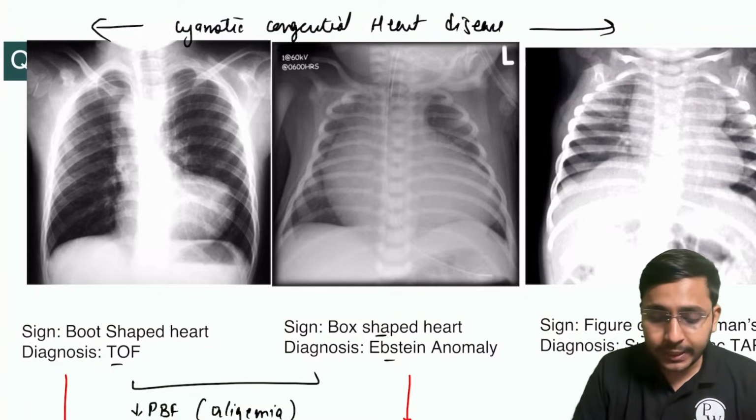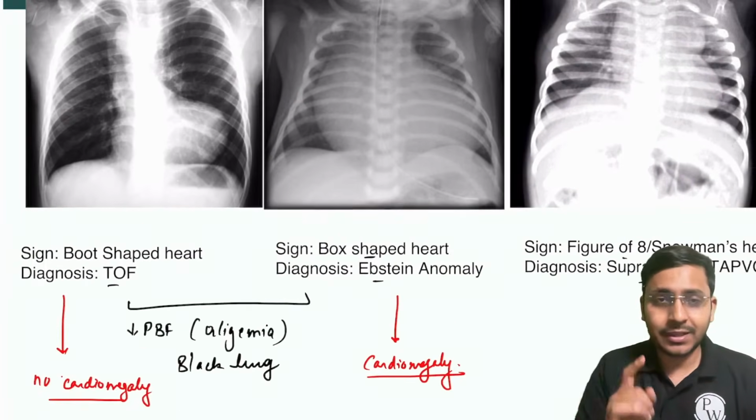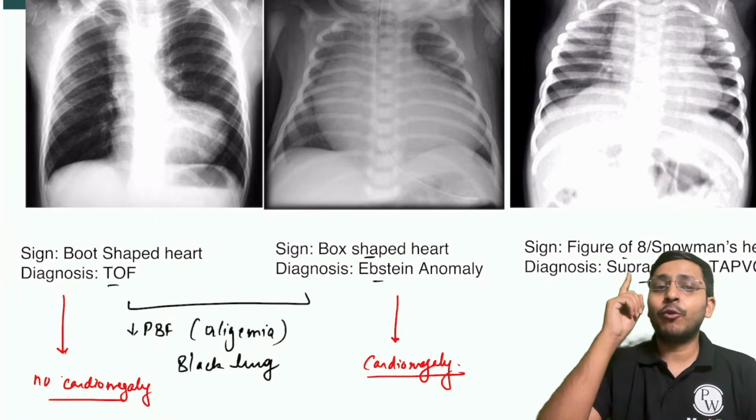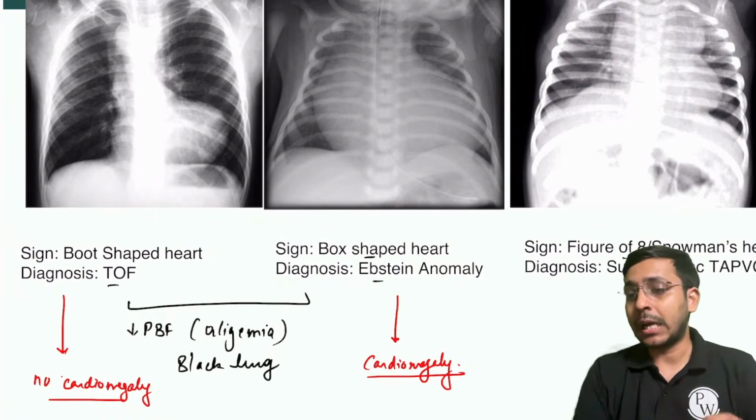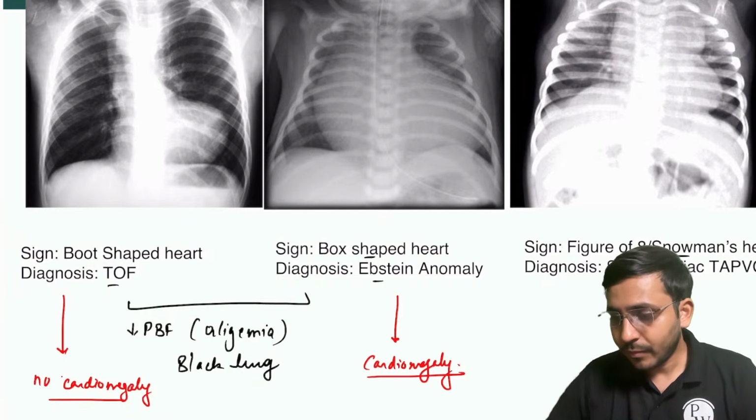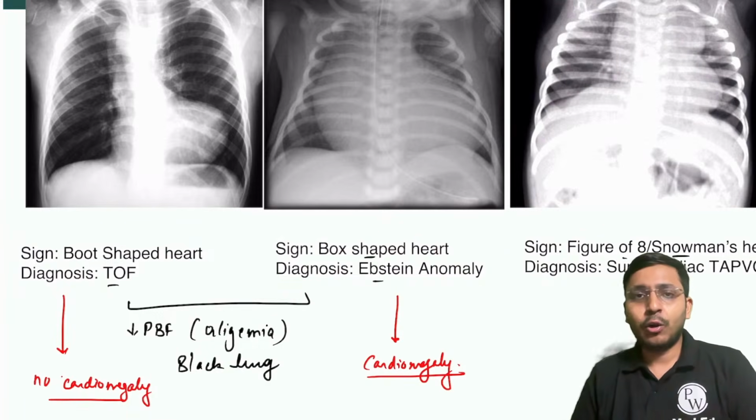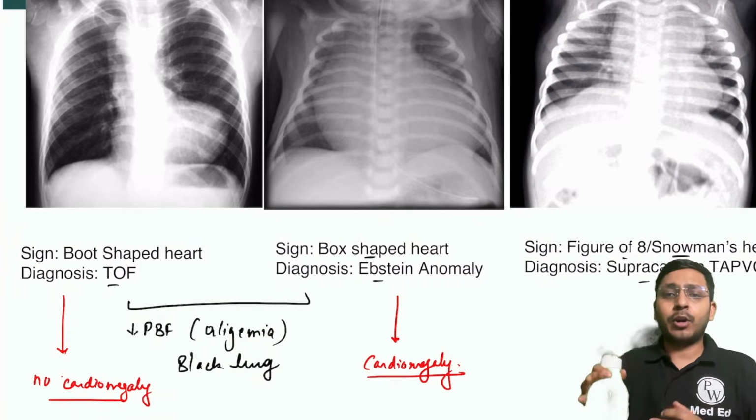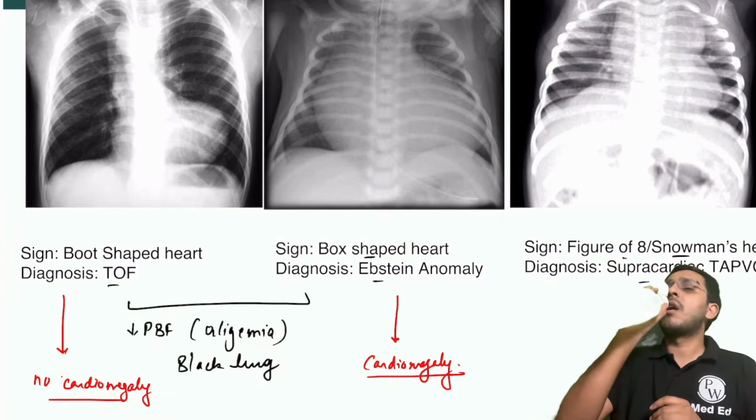Right, so this is a very, very important thing that you should not forget. Always look at these two things when you are marking TOF as an answer, that there should be no cardiomegaly and the pulmonary blood flow should be less, that is, it should be a black lung. Okay, clear? Yes, okay. All of you know teratogenicity, Epstein anomaly, lithium, all other important one liners you already know.